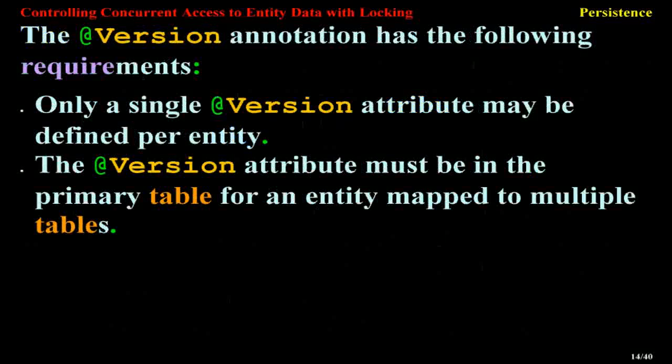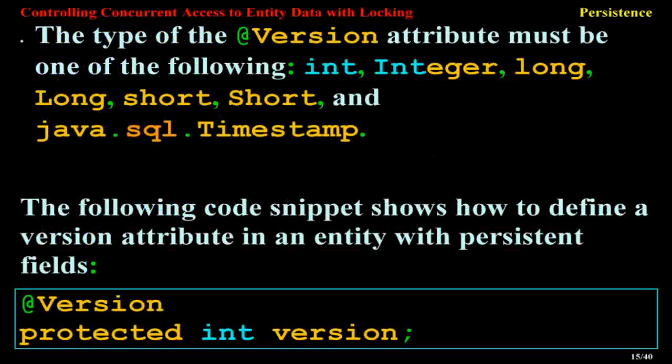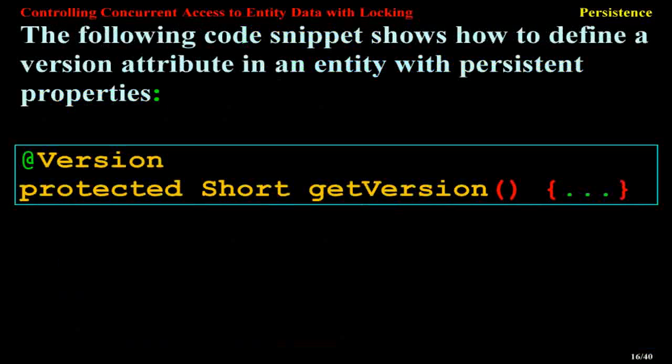The Version annotation has the following requirements. Only a single version attribute may be defined per entity. The version attribute must be in the primary table for an entity mapped to multiple tables. The type of the version attribute must be one of the following: int, Integer, long, Long, short, Short, and java.sql.Timestamp. The following code snippet shows how to define a version attribute in an entity with persistent fields: @Version protected int version. The following code snippet shows how to define a version attribute in an entity with persistent properties: @Version protected short getVersion.